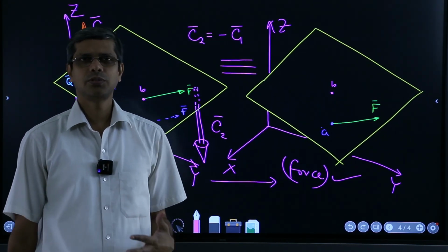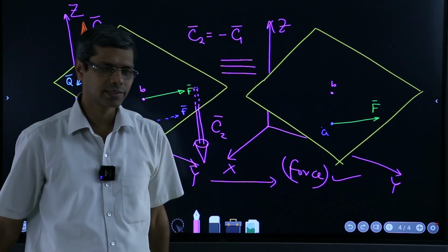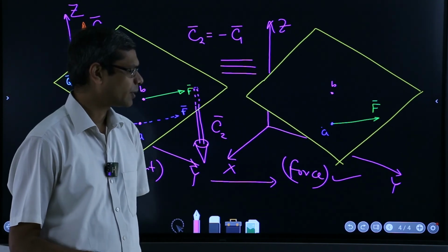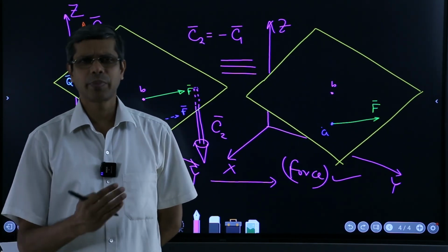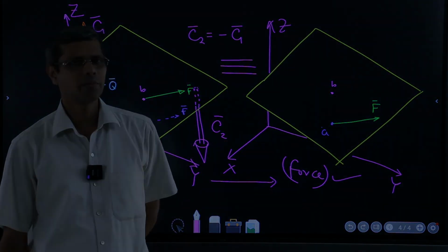Once you have understood it, we are ready to move on. First we will take up some special cases of systems, and then we will go to the most generalized system, and that will be beautiful.